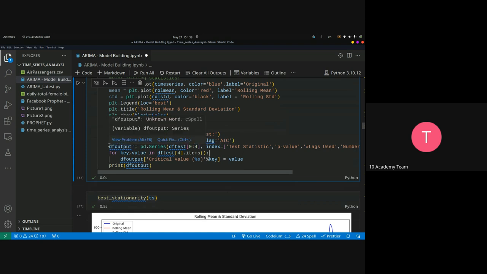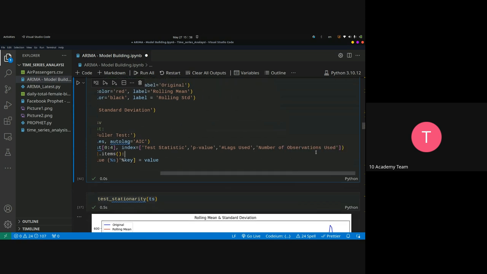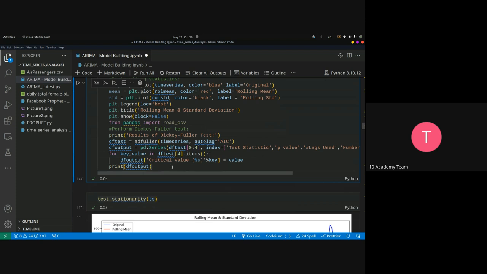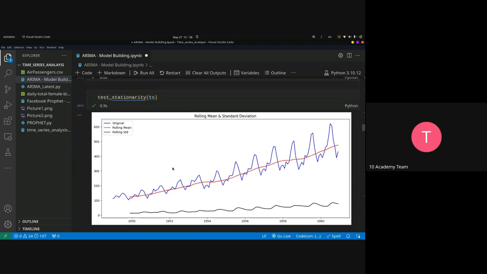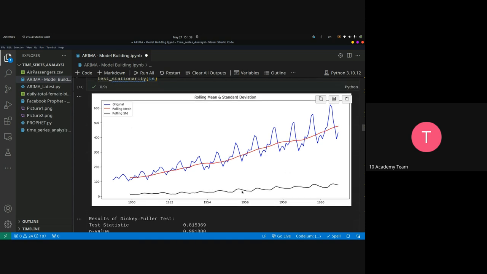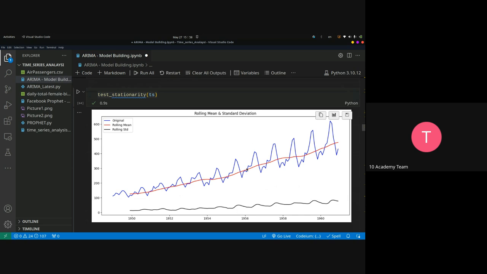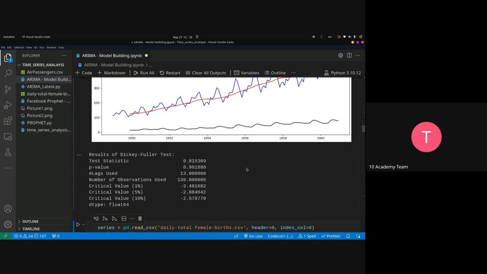So we get that test, and this test will return different values like the test statistic, the p-value, the lags used, number of observations used, etc. So we print them out. This is the visualization, right? As you can see, the rolling mean is not constant. It's increasing somehow, right? The standard deviation looks constant, right? Which means this doesn't look stationary.